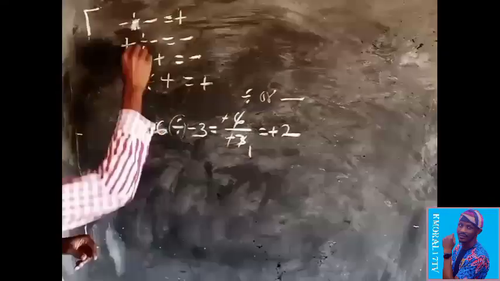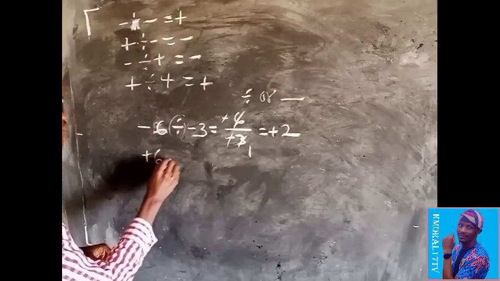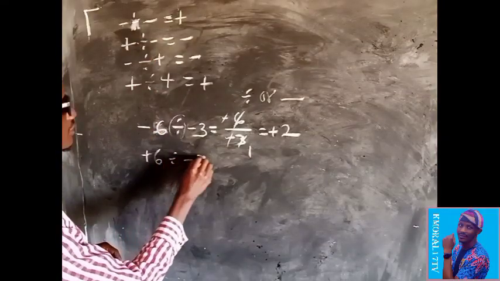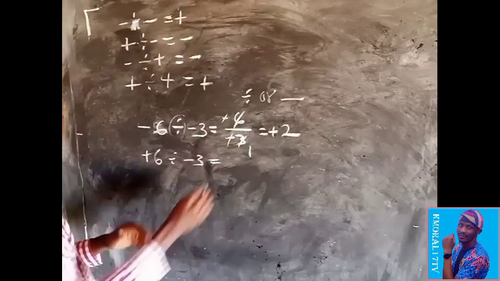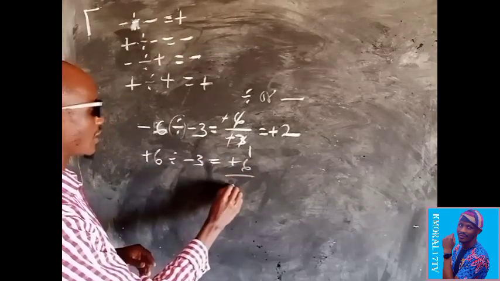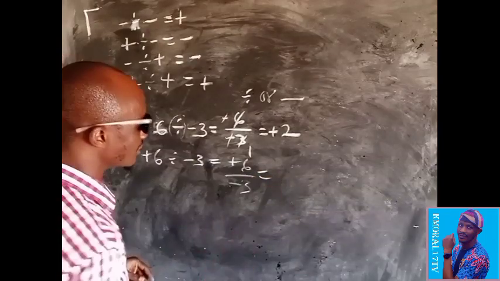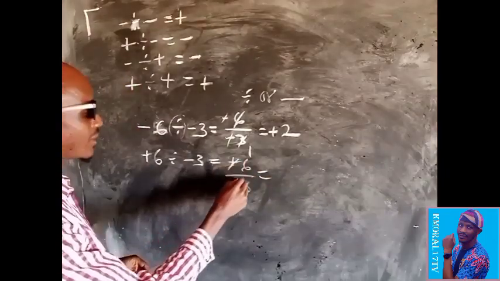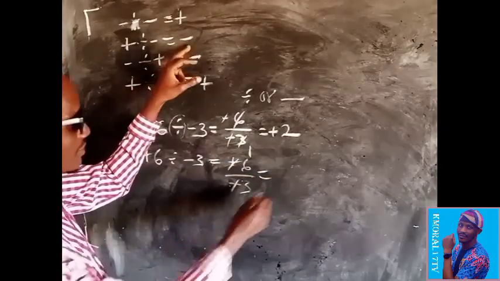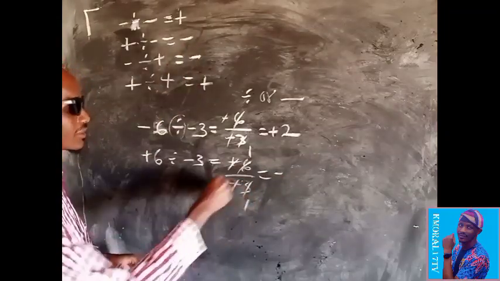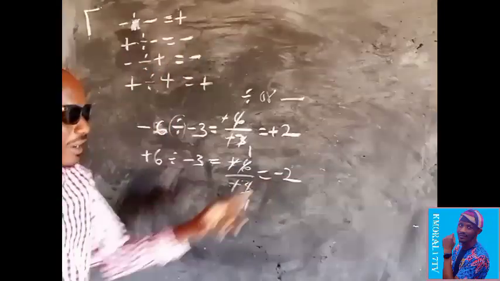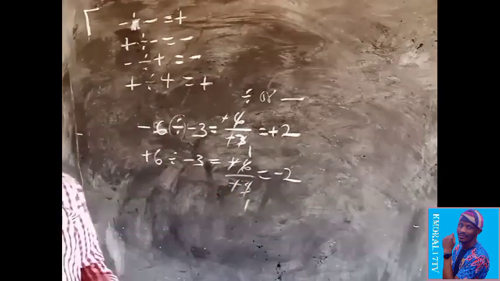The same way you can apply this to plus 6 divided by minus 3, which is the same thing as plus 6 over minus 3. So by the time we say plus divided by minus, don't forget this minus. 3 in 6, 2. That is minus 2. That is how we come about our minus 2.